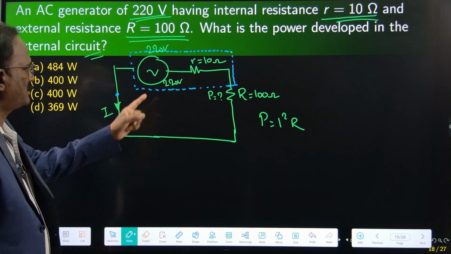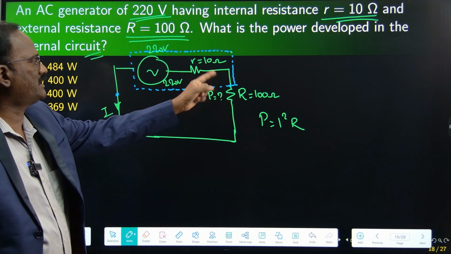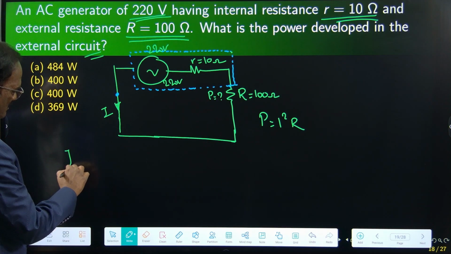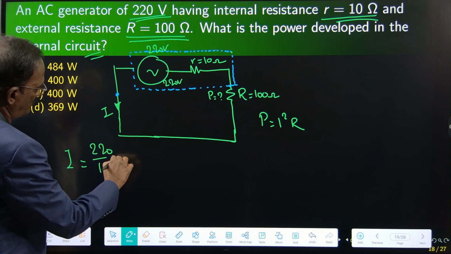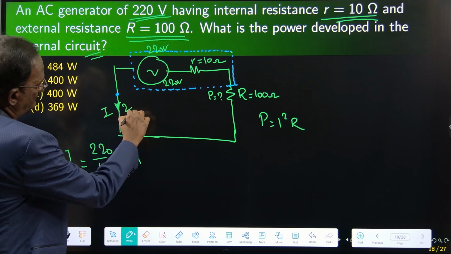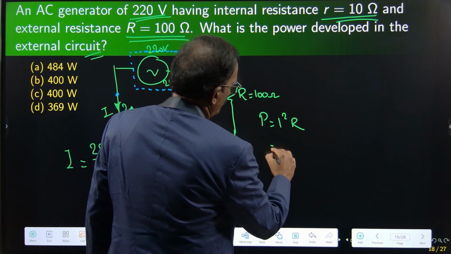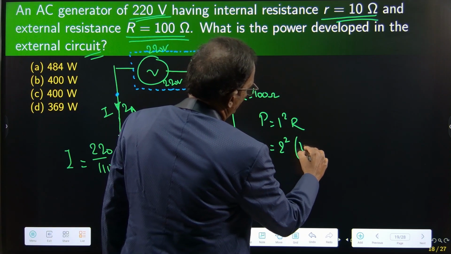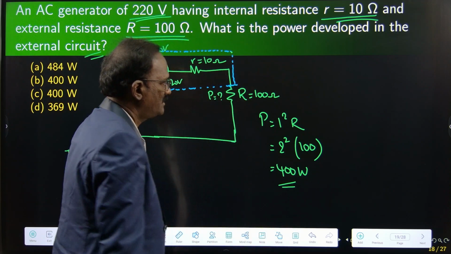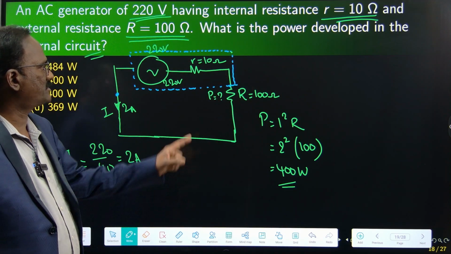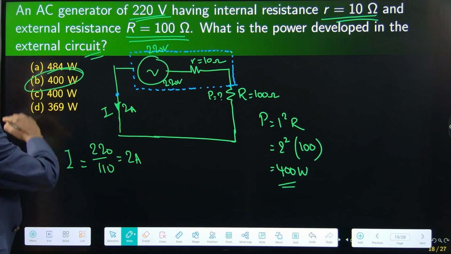So it is 220 volts, this is 10 ohms, this is 100 ohms, so the total resistance is 110 ohms. 220 divided by 110 ohms gives 2 ampere as the current. Then the external circuit power is 2 square into R value, which is 100, so 400 watts. In the external circuit there is only 100 ohms; you should not include the internal resistance here, right? So 400 watts. Answer is option B.